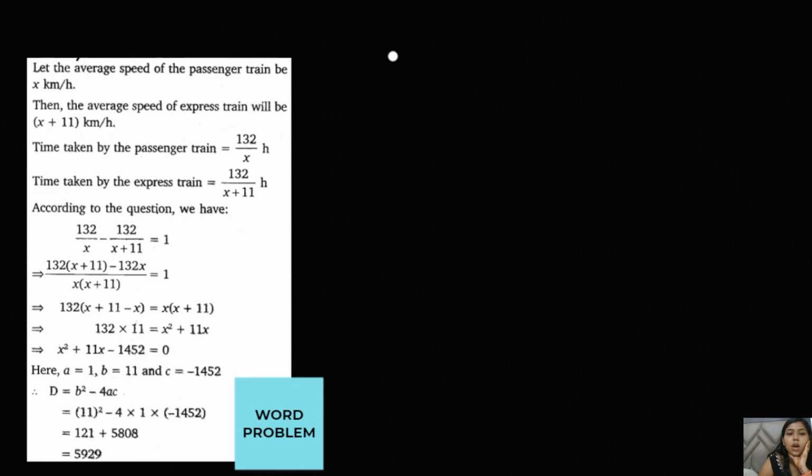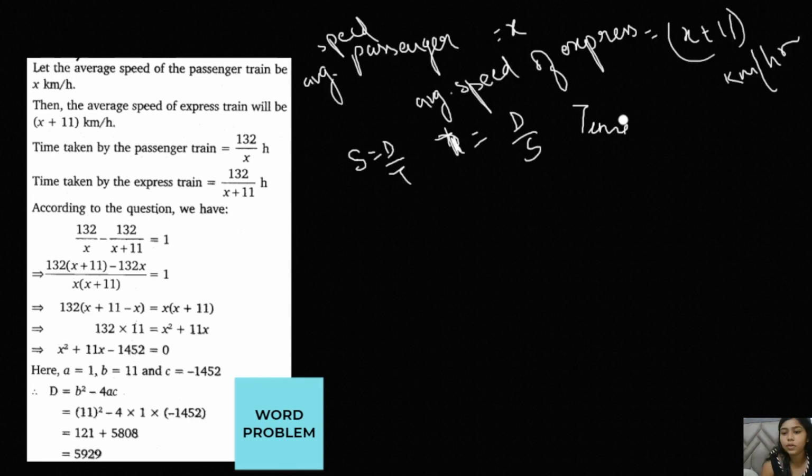So the express train's average speed is x plus 11. Now you know the formula, speed equals distance by time, so time equals distance upon speed. Just apply this: time taken by the passenger train is 132, the given distance, divided by x, and time taken by the express train is 132 divided by x plus 11 hour. I hope this is clear to you. Now it is given that the difference between their times is 1 hour. So 132 by x minus 132 by x plus 11 equals 1, right?